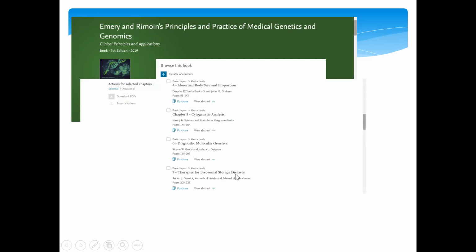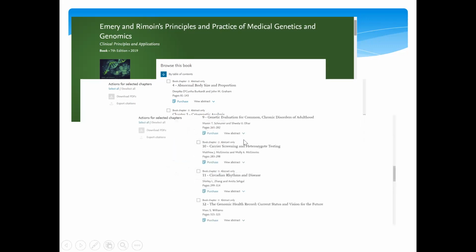Lysosomal storage. Oh my God, this is huge. So why are some people super skinny and some people can't even eat half a carrot and they gain 10 pounds? An amazing chapter. Then it has the genetic evolution for chronic disease. This is awesome. Screening, heterozygote testing. This talks to you about who to test and why to test.